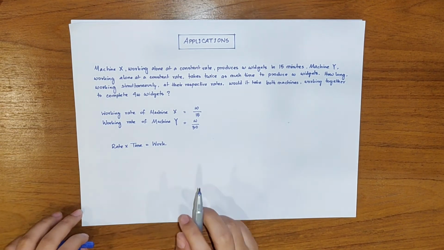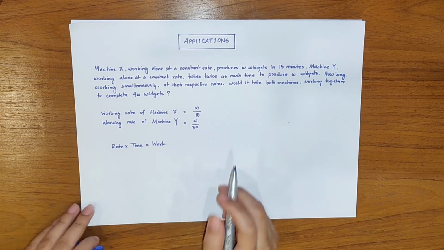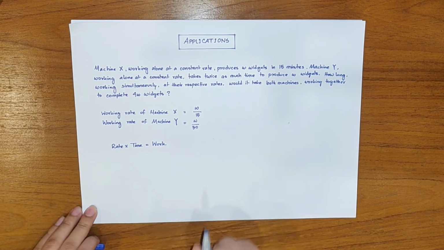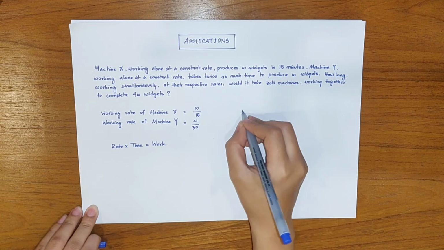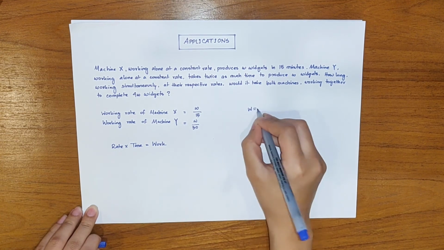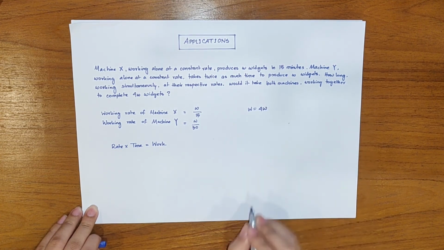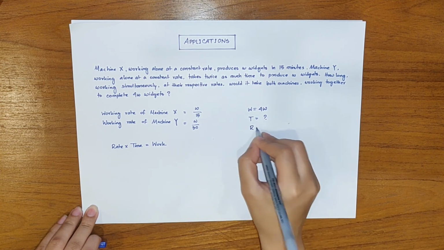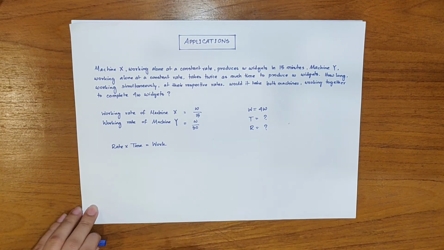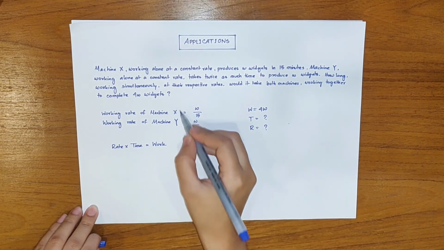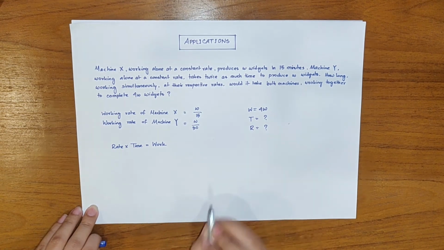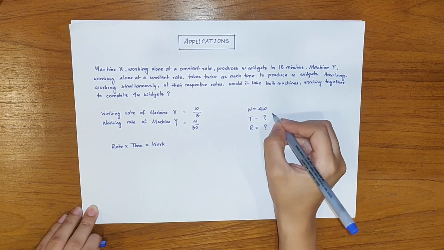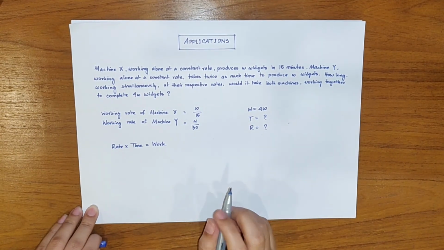Now we have to find out the time it will take to produce 4W widgets together. So we have the total amount of work, 4W. The time is unknown and the rate is unknown. Since machine X and machine Y will be working together to produce 4W, their individual rates will be added.